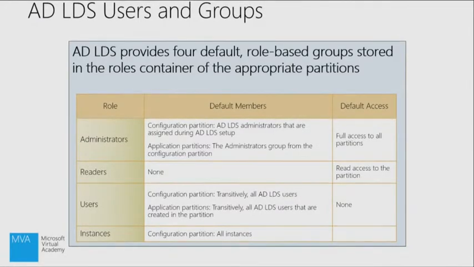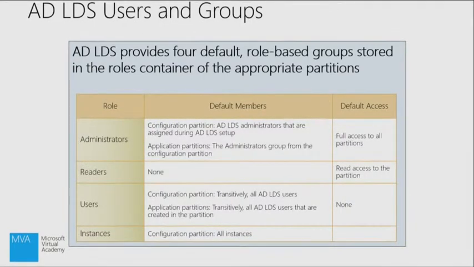ADLDS users and groups. We did look at the roles container. That container contained 4 groups: administrators, readers, users, and instances as defined here. Configuration partition ADLDS administrators are assigned during setup. We saw that screen as we ran through that setup wizard a number of times. Application partitions: the administrators group from the config partition is put into the administrators group in an application partition. And our default access is full access to all partitions.